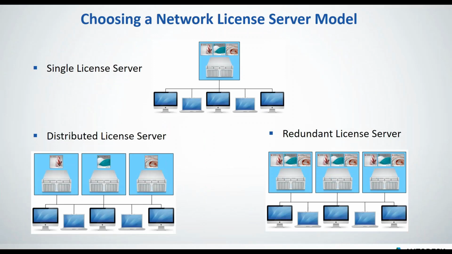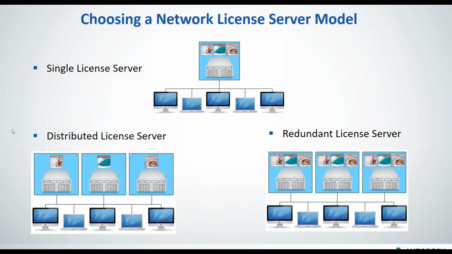So once we have a license file, we need to choose our license server model. Now, this highly depends on the structure of your network. There are basically three different server models. We'll have the single server, the distributed server, and the redundant server.